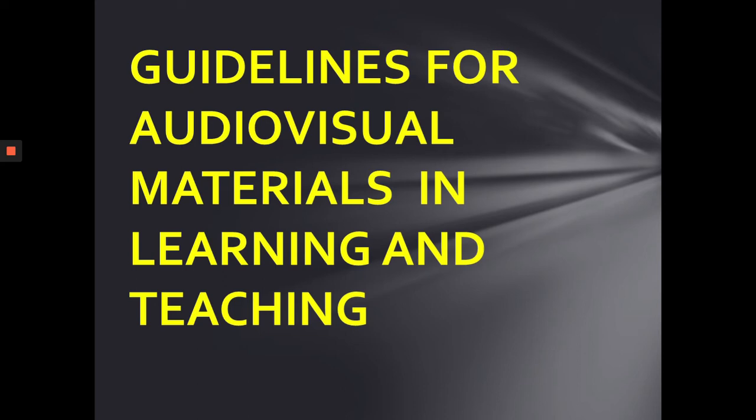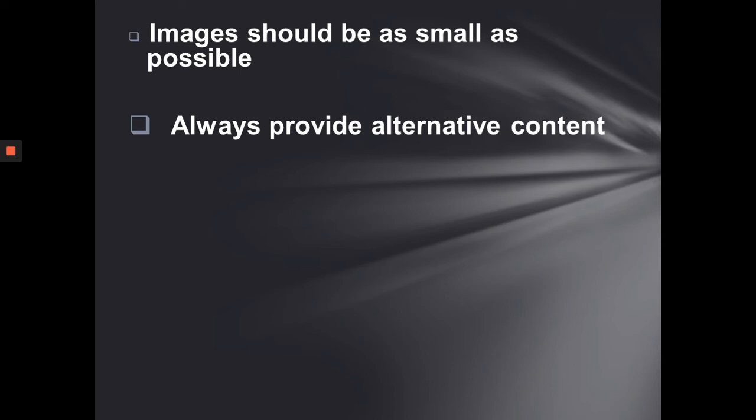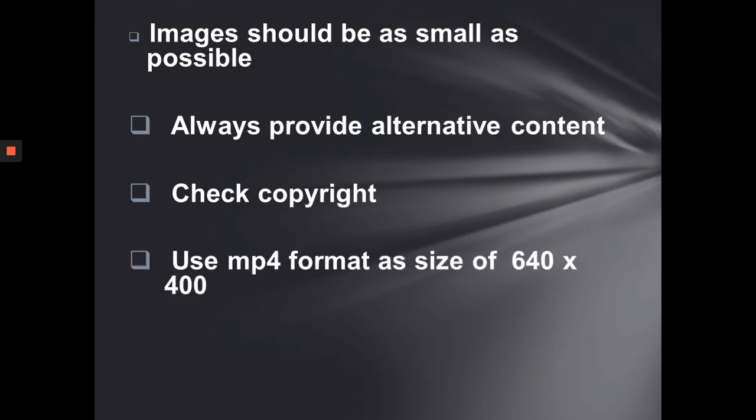Guidelines for audiovisual materials in learning and teaching. First, images should be as small as possible. Second, always provide alternative content. Third, check copyright. Fourth, use MP4 format at a size of 640 by 400 and a speed of 500 kbps.